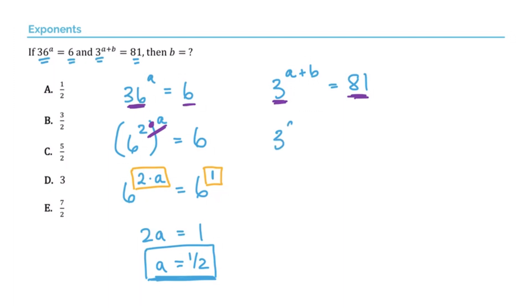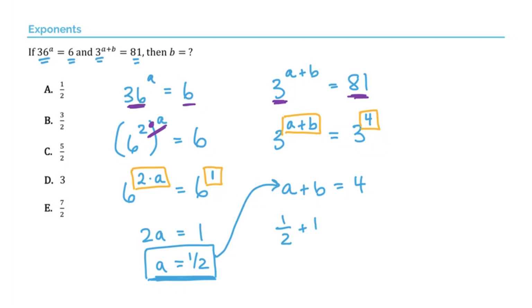So I know that 3 to the power of a plus b equals, remember, 81 is the same thing as 3 to the power of 4. So now that I have the same bases on both sides, what can I do? Well, I know now that their exponents are equal to each other. So I can now write that a plus b equals 4. Now I can replace that a. A is 1/2, plus b equals 4.